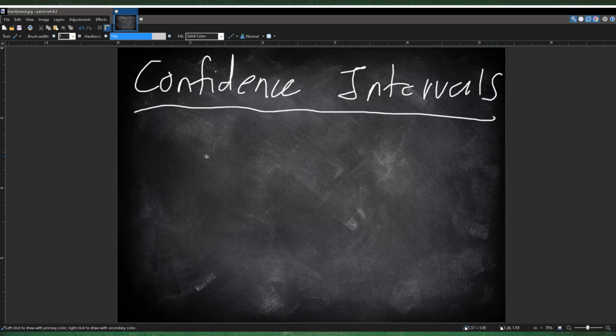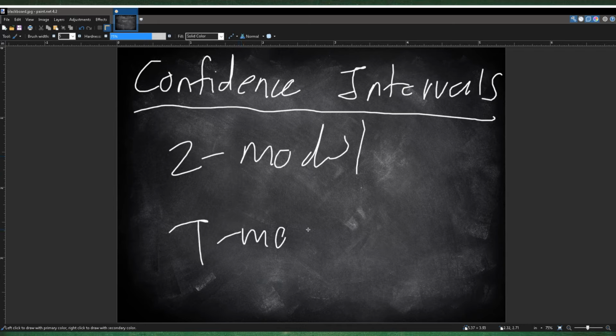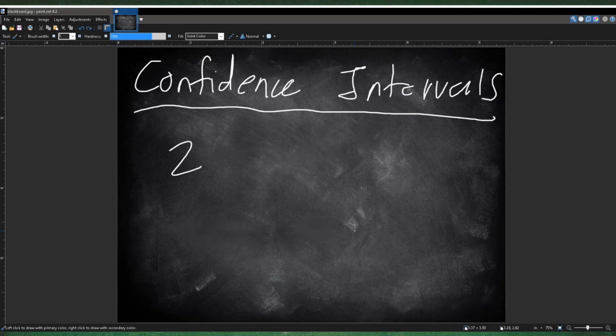And as I told you before, you can only use a confidence interval for a Z model and for a T model because they are symmetric. So you can only use confidence intervals for symmetric models. You can't use it for skewed ones, like chi-squared. So for Z models and T models, you're going to follow up with a confidence interval.